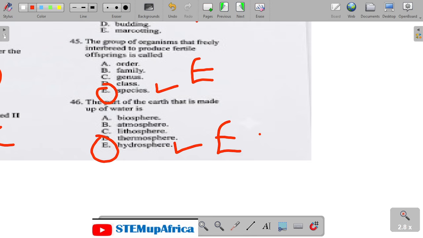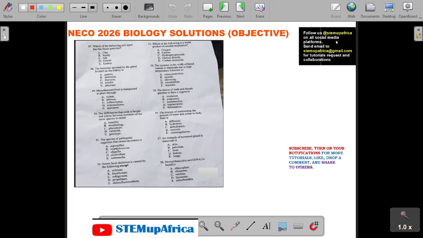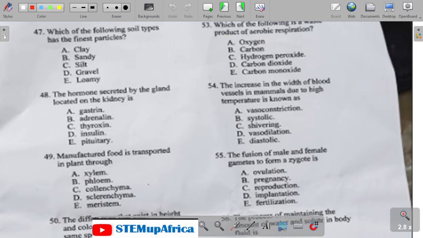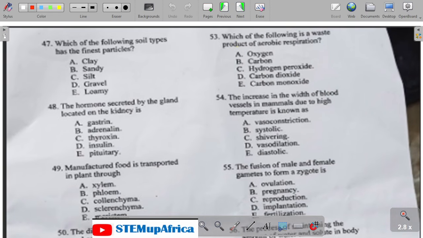So let's go to 48. Move to question 48. Let's see what we have. Okay, we have 47 first. Let's read 47 first. It says the following soil types has the finest particle. It is the clay. Clay has the finest. If you have touched clay before, you know how fine it is. It means there are no particles involved. Very smooth and slippery is the clay.